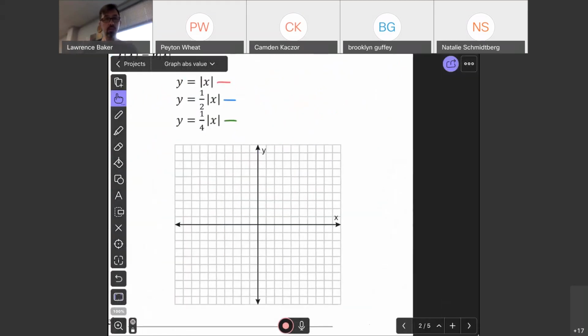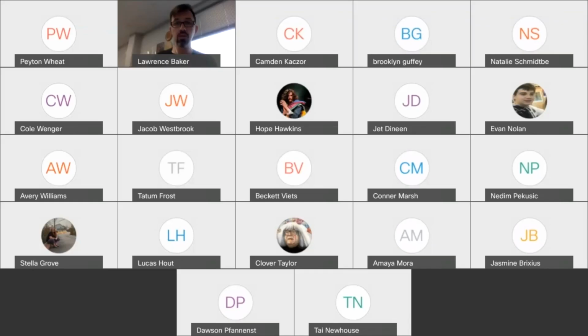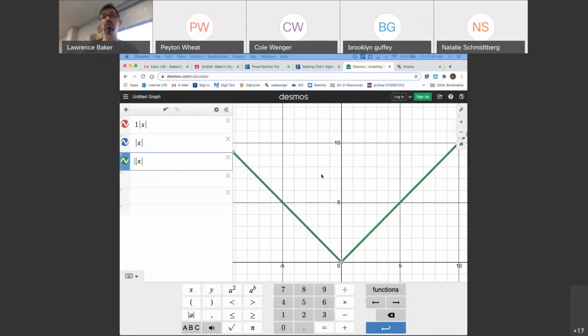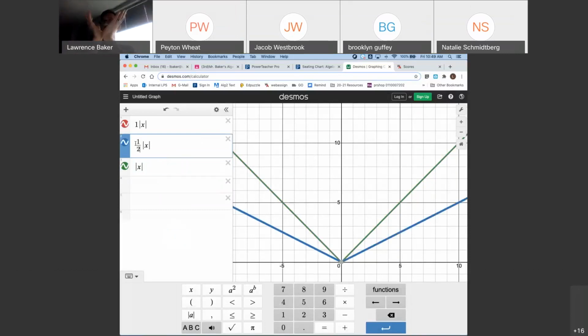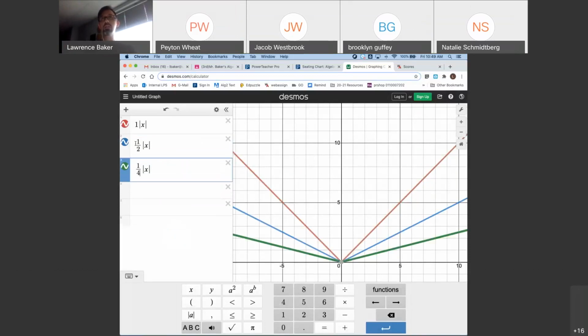So let's look at these. I'm going to flip to Desmos again real quick. So we have our parent function. And we're going to talk about what 1/2 times the absolute value of x looks like. You see that the V got wider as we did that. And then if we look at 1/4 of absolute value of x, the V got even wider. The red one is the parent function, the blue one is 1/2, and the green one is 1/4.